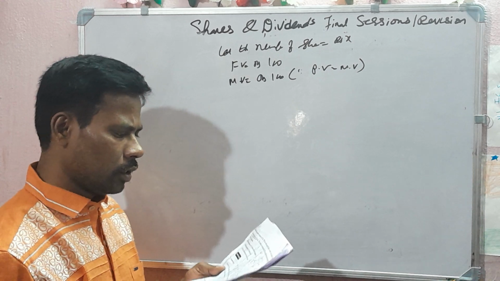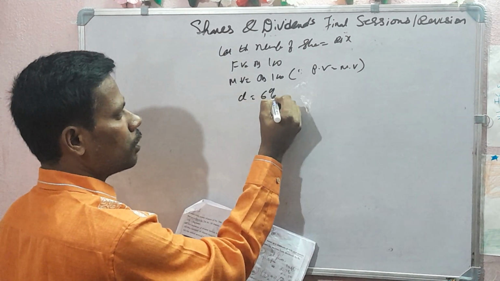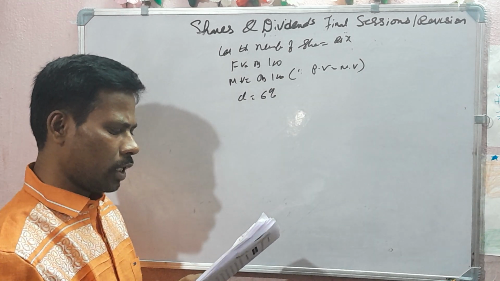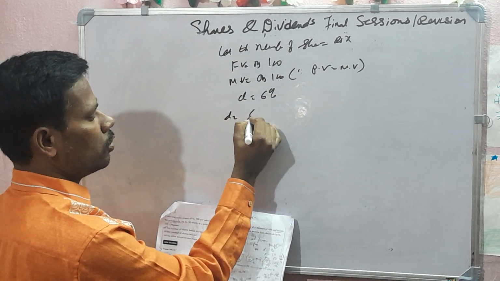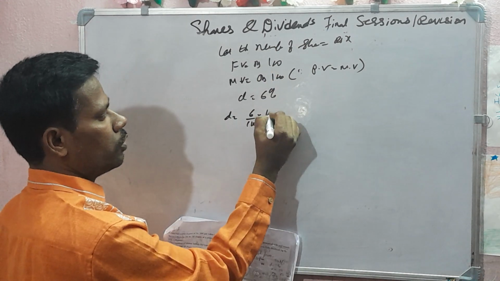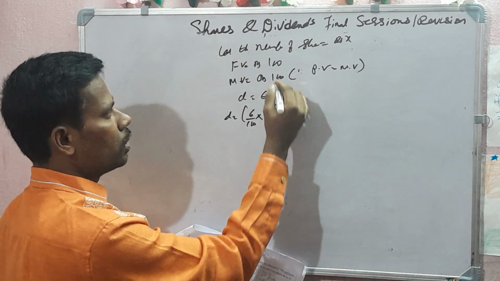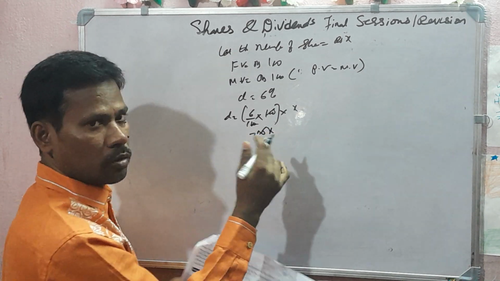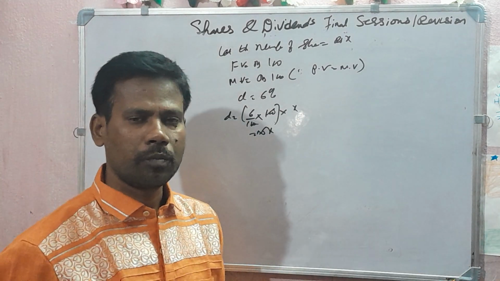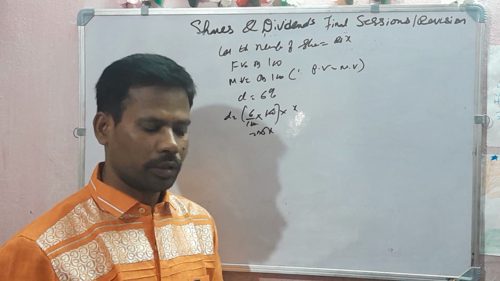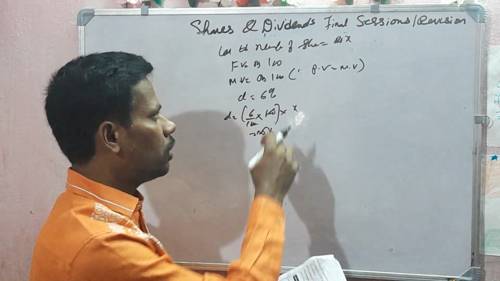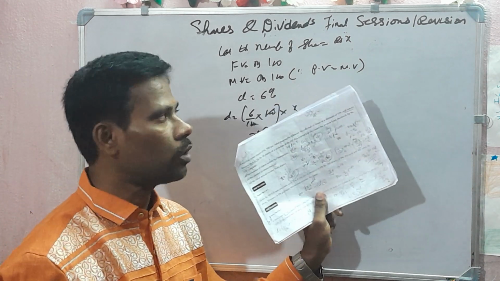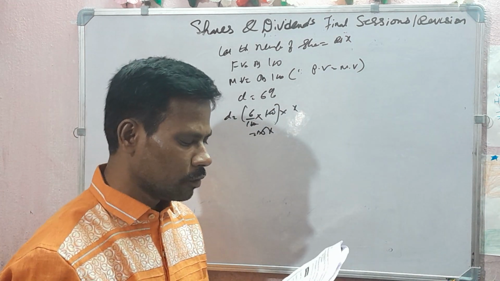Next, dividend is 6%. From this, calculate the dividend. Dividend is equal to 6 by 100 into face value 100 into number of shares. Number of shares are how many? X. So 6x. Already I told you we are at the end of the session. Please refer to my revision of shares and dividend in all the previous classes. Then only can you understand these problems that I am teaching, because this is the last session of the class.